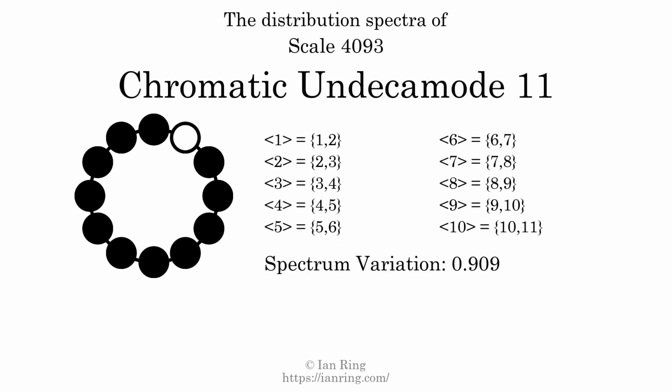The spectrum variation is the sum of all the widths, divided by the number of tones. The spectrum variation of this scale is 0.909. Since the variation is greater than 0, this indicates that the scale is not perfectly even. The highest spectrum width is 1. Since that is less than or equal to 1, this scale is maximally even.